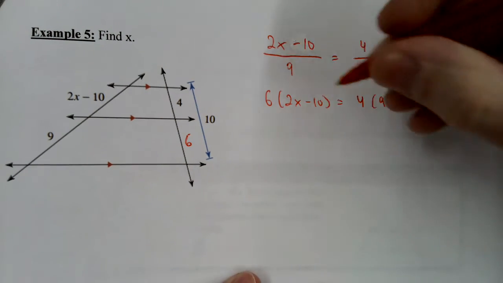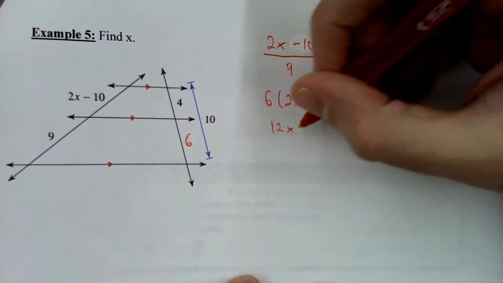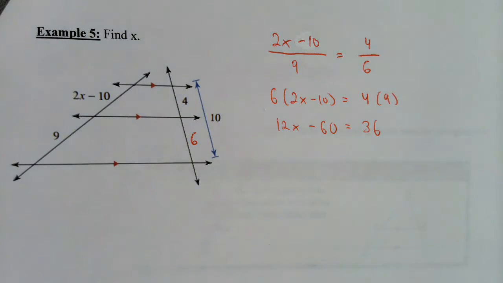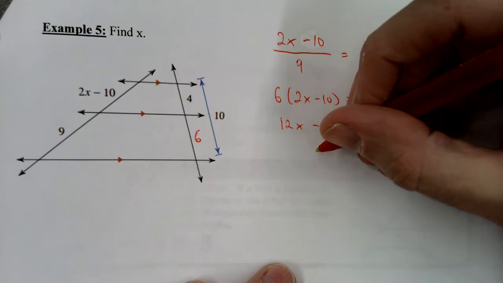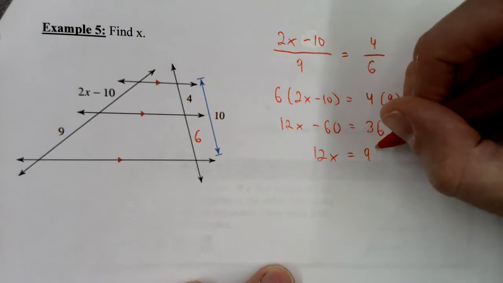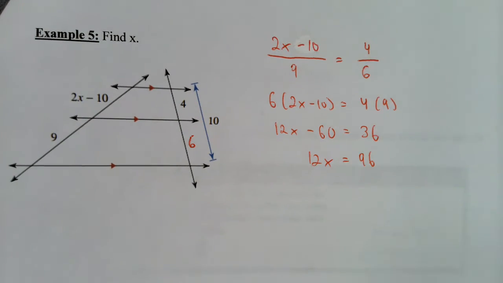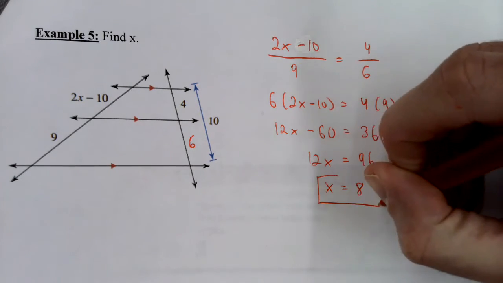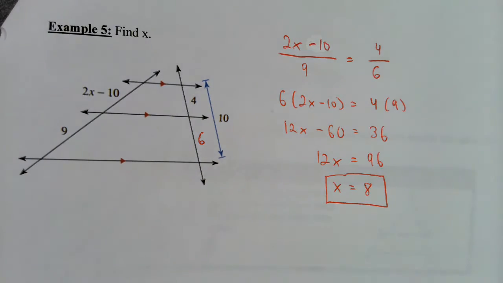Distribute: 12x minus 60 equals 36. Add 60 to each side. 12x equals 96, which means x equals 8 when you divide. Okay?